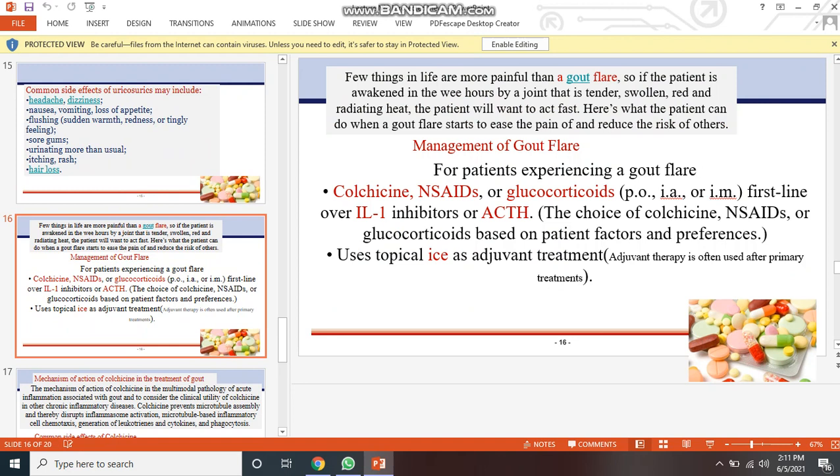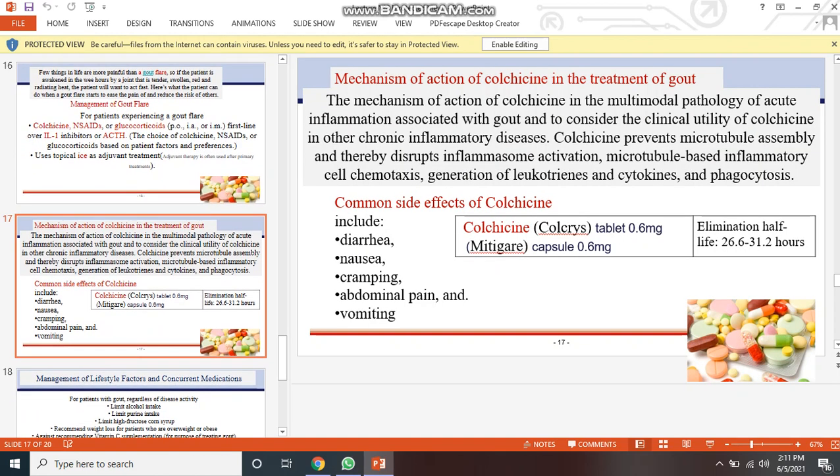For patients experiencing a gout flare, colchicine and NSAIDs, glucocorticoids, that is IA or IM, first-line or interleukin-1 inhibitor or ACTH. The choice of colchicine, NSAID or glucocorticoid is based on patient factors and preference. Use topical NSAID as adjuvant treatment.